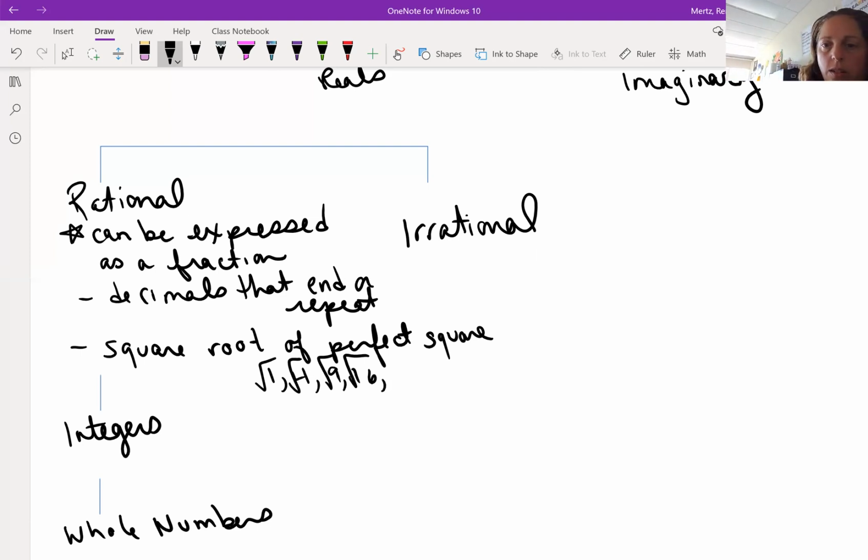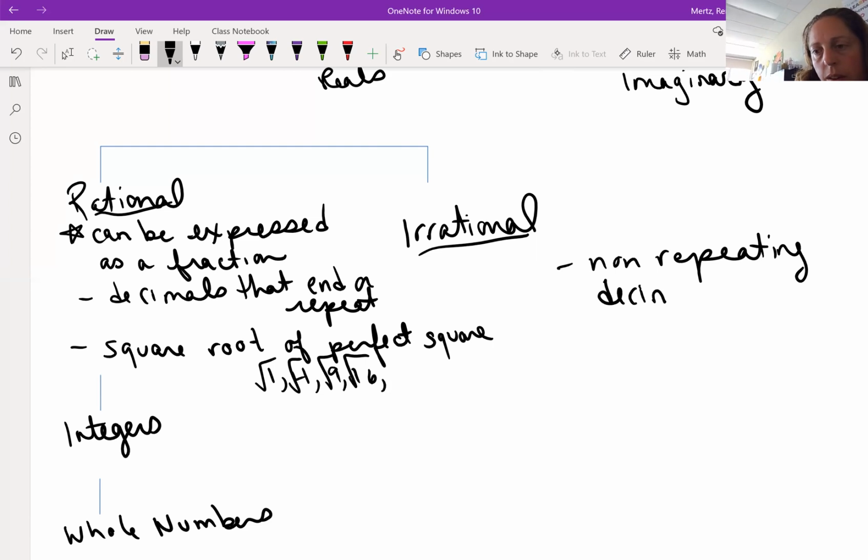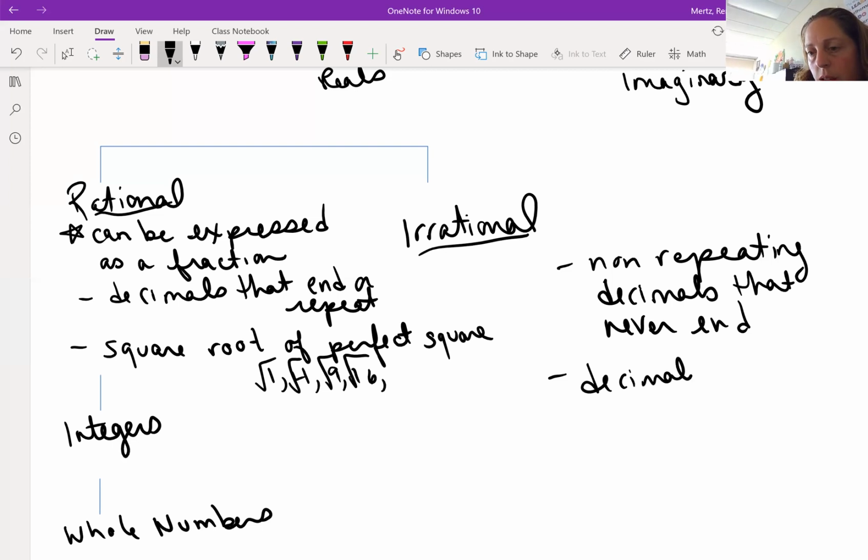If we're looking at irrational, irrational numbers are decimals that never end. So non-repeating decimals that never end. Decimals with a pattern. Our famous decimal that never ends and does not repeat is pi, and then the square root of non-perfect squares.